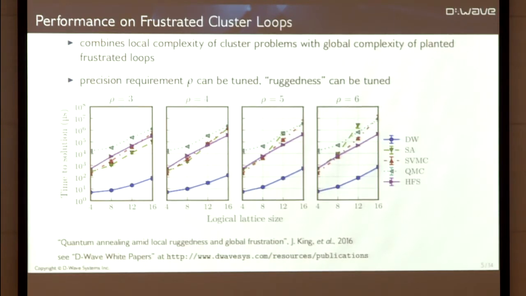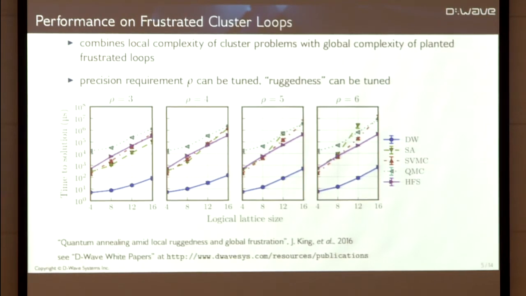So here's some initial data that we took on the 2000 qubit instances, and we're focusing on the frustrated cluster loop problems. A lot of this work was written up by one of my colleagues, Jamie King. You can find a link to the work here. But this synthetic benchmark class combines the local complexity of the Google cluster problems that have been developed, along with the global complexity of frustrated loops, planted solutions of frustrated loops.